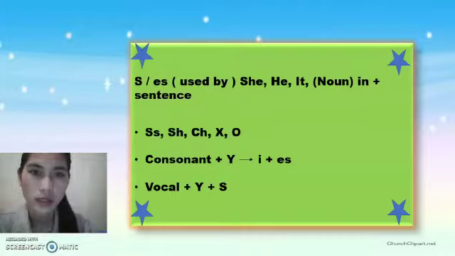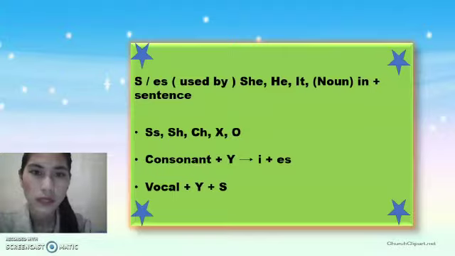The next is x. The word is fix. You can add es, fixes. For example, in sentence, she fixes window, or he fixes car.